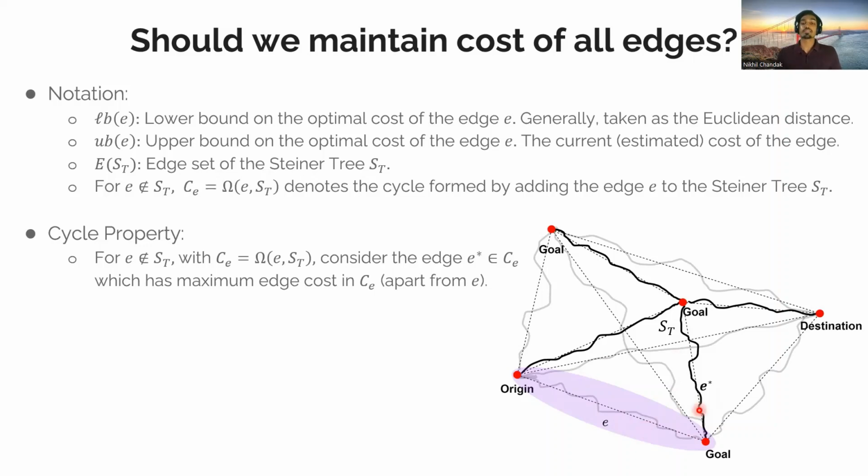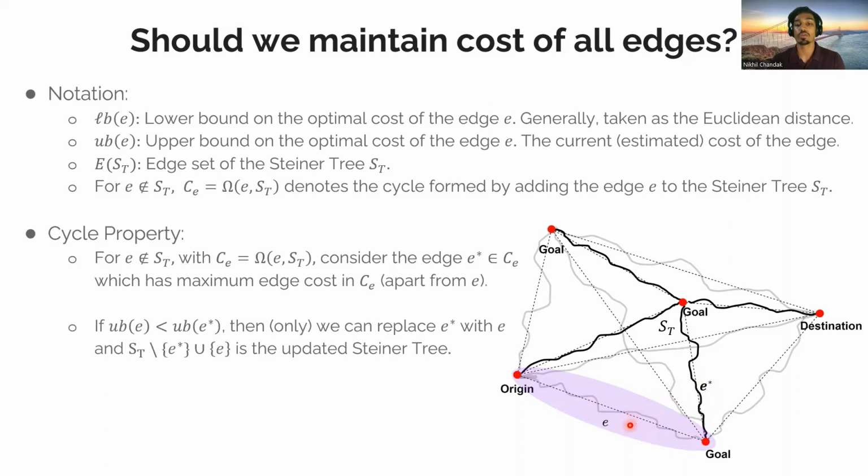The cycle property states that if the current cost of E star is higher than the current cost of E, then essentially we can replace E star with E. So E can kick out E star and come in its place as it reduces the cost of the Steiner tree. So essentially E star is the opponent of E in some sense. And the motive of E is to reduce its cost to become lower than that of E star.